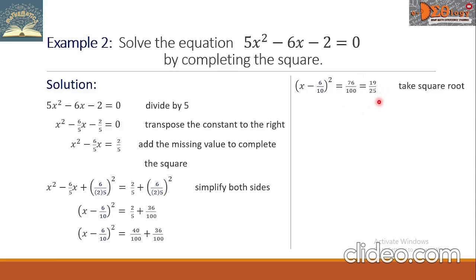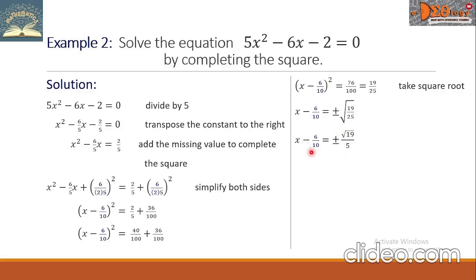Now we take the square root of both sides. The left side becomes x minus 6 over 10 equals plus or minus the square root of the fraction 19 over 25. And we can simplify this square root of 19 over 25 as square root of 19 over 5. Then let us solve for x.